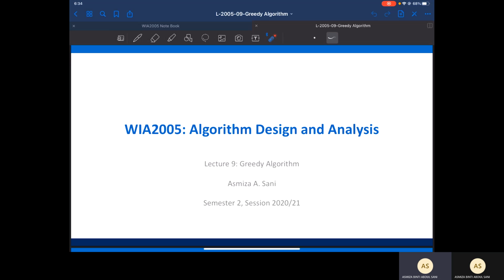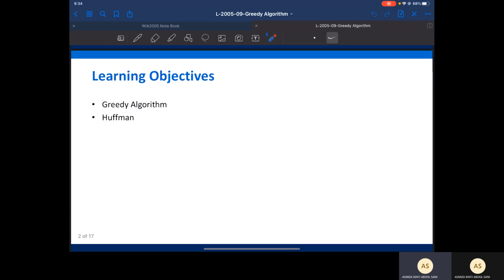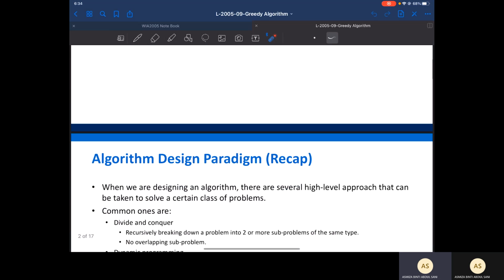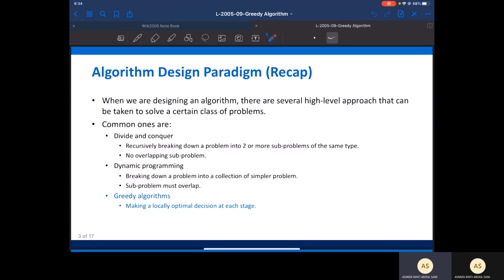And today we're going to be looking at another approach of designing an algorithm, which is called the greedy algorithm. So today we're going to be looking at the definition of what is greedy algorithm, as well as looking at one algorithm that applies the greedy approach, which is the Huffman encoding. All right, so recap.